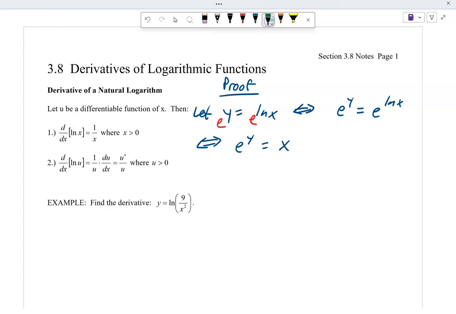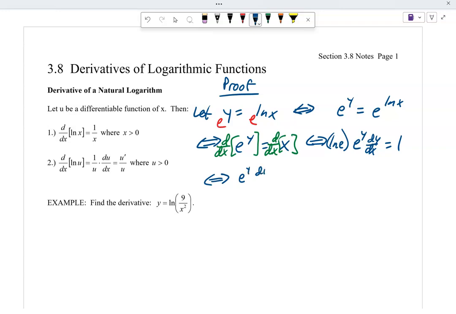And we're going to go ahead and take the derivative with respect to x now. And so we end up with the derivative of e to the y, which is e to the y, and then chain rule on that, dy dx, equals the derivative of x, which is just 1. And so we've got e to the y dy dx equaling 1. I'm going to go ahead and divide both sides by that e to the y. So our dy dx equals 1 over e to the y.